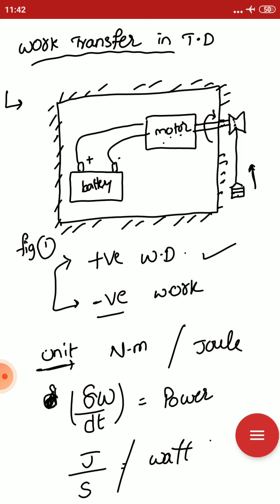Okay. Work is one of the forms in which the system and surroundings interact with each other. Work transfer is one of the forms of interaction between the system and surroundings. Another interaction form is heat transfer. In work transfer also, there are many various types of work transfer that can interact with the surroundings. We will see them one by one.